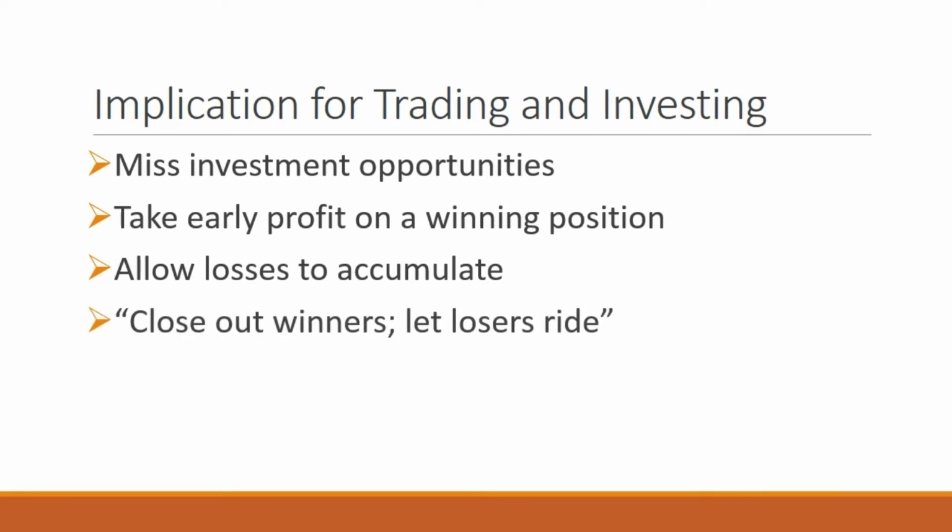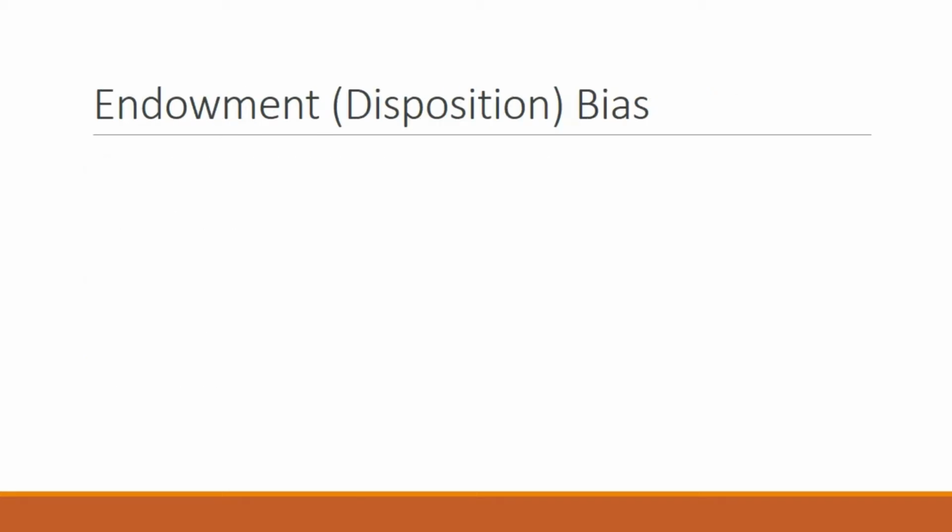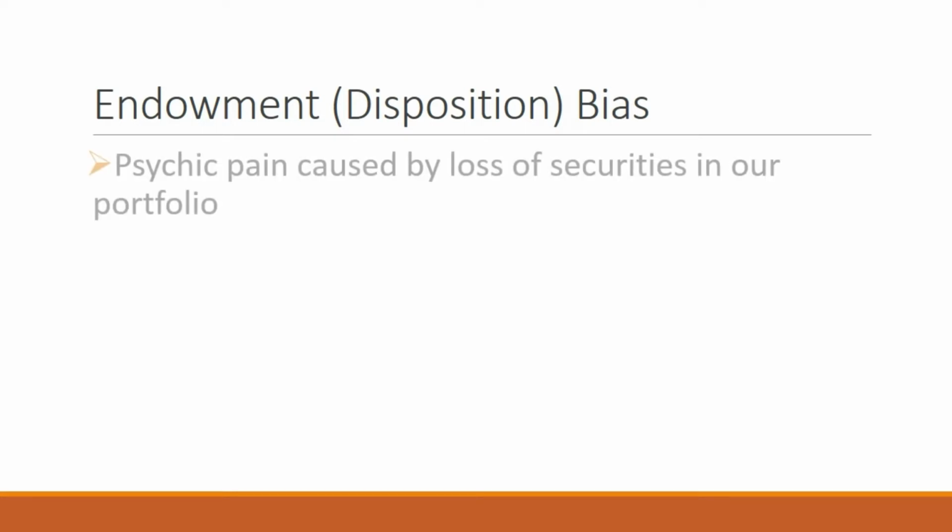The end result is that we close out winners and let losers ride, which is exactly the opposite of successful trading, which says close out losers and let winners ride. It also means that we hold on to paper losses because the pain of actualizing the losses, actually taking the loss, is too great. The next emotional bias we discuss is the endowment bias, also known as the disposition bias.